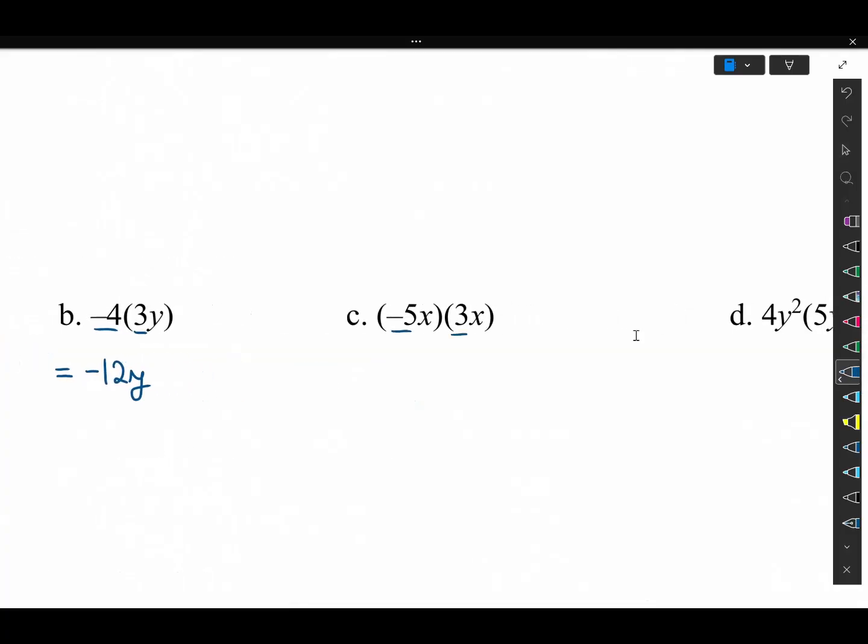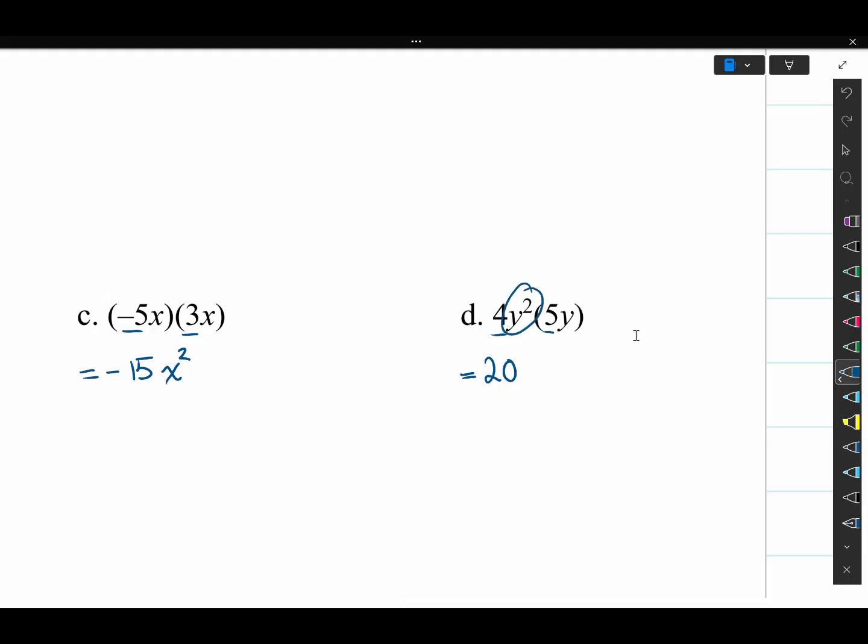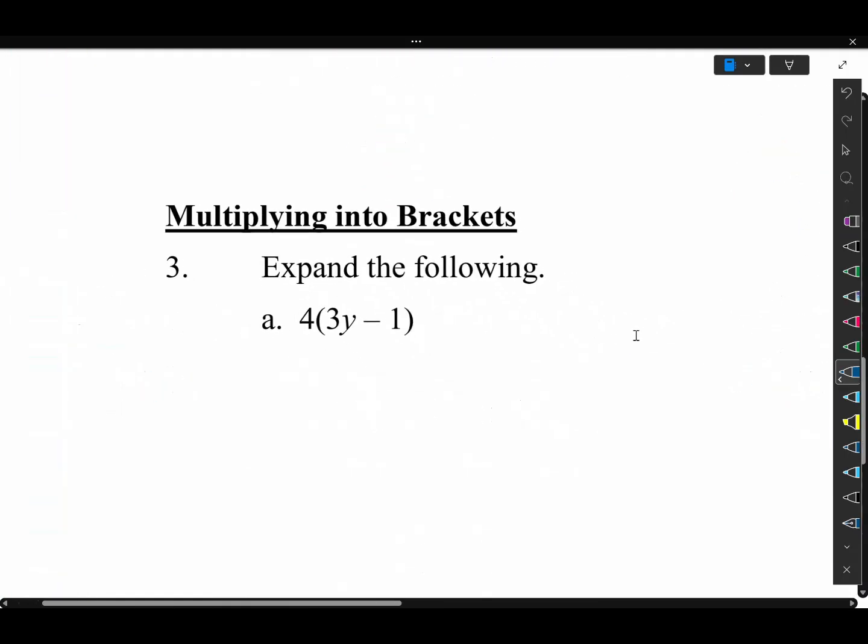Okay, so we're multiplying negative 5 times positive 3. I'm working with a negative 15, and then an x squared because there are 2 x's that I'm working with. Lastly, I have 4 times 5, that's 20. And then I have 2 y's here that are multiplied together already, times another y over here. If I wanted to see my hidden exponent, there's a 1 on that. I'm working with 3 y's multiplying together. That's y cubed. Nice and straightforward, okay.